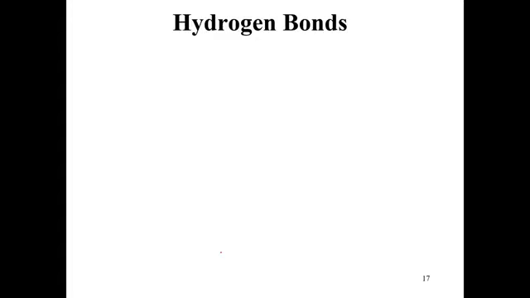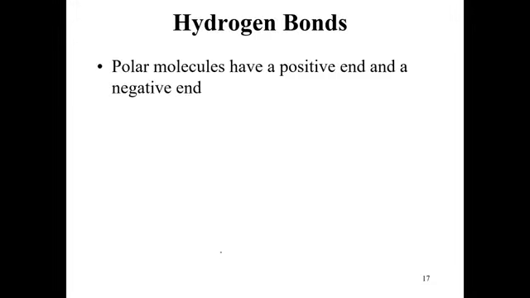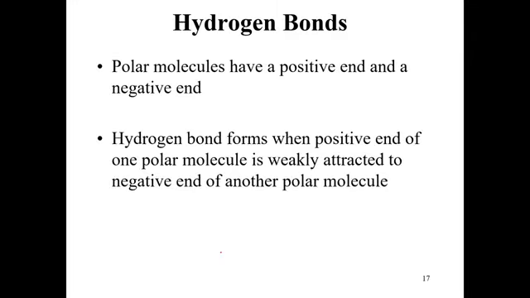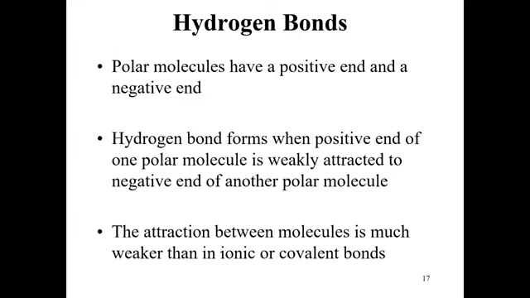So next we have our hydrogen bonds. Hydrogen bonds is a special type of bond that relies on weak polar attraction. Polar molecules has a positive end and a negative end. So what I drew earlier, the water molecule, I demonstrated that water has a positive side and a negative side. Hydrogen bond forms when positive ends of one polar molecule is weakly attracted to the negative end of another polar molecule. The attraction between the molecules is much weaker than ionic or covalent bonds.